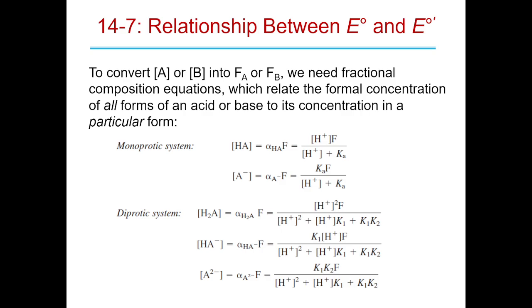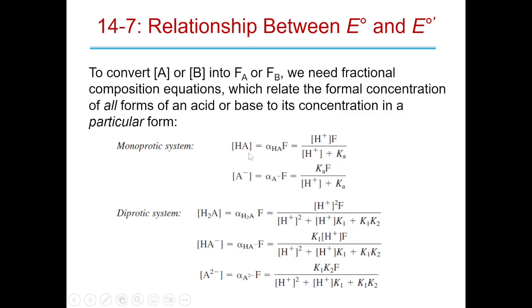So this would be a monoprotic system here. If we convert the A or B into the FA or FB, we would need a fractional composition equation. This will relate the formal concentration of all forms of an acid or base to its concentration in a particular form. Again, that would just be the normal fractional composition equation that you guys have gotten plenty of time to love and appreciate at this point. You guys have practiced a few times now, huh?